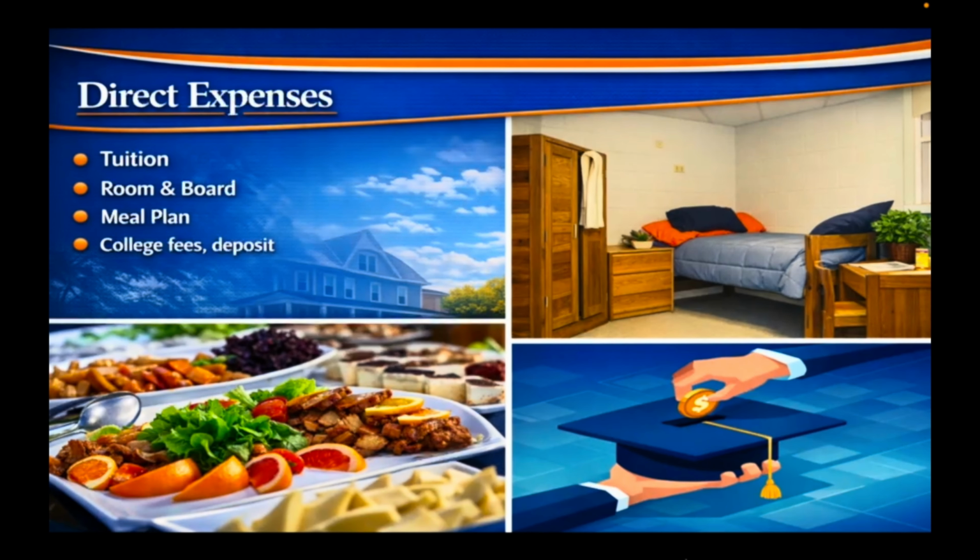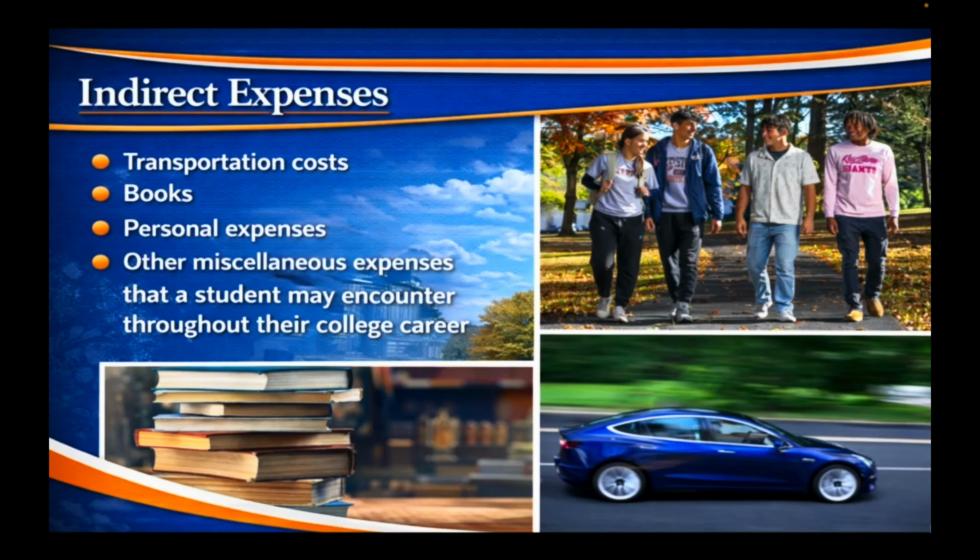Direct costs, or direct expenses, are things like tuition, room and board, meal plan, and other fees like a deposit. So direct expenses are things that are going to Keystone College. You will be paying tuition to the Keystone College billing office. Same thing with room and board and your meal plan.